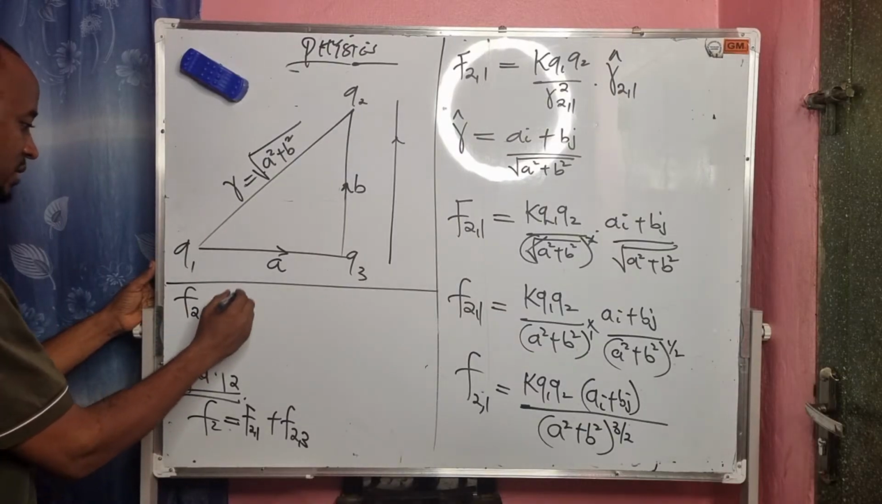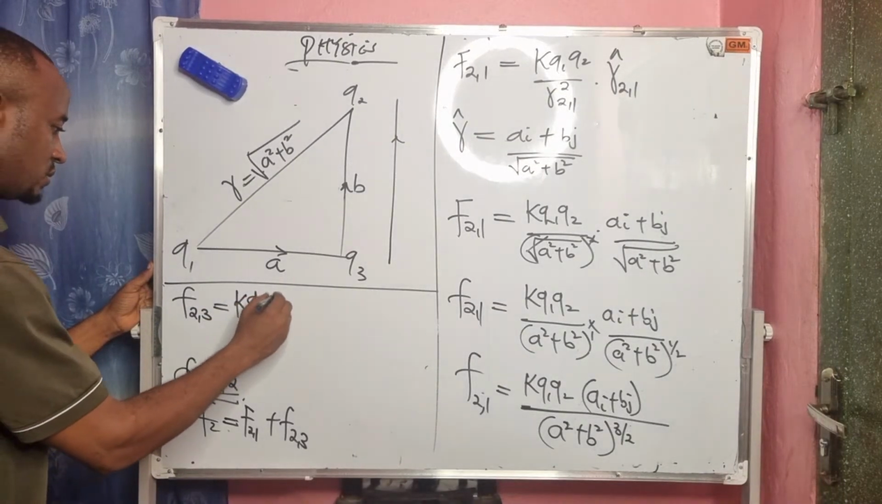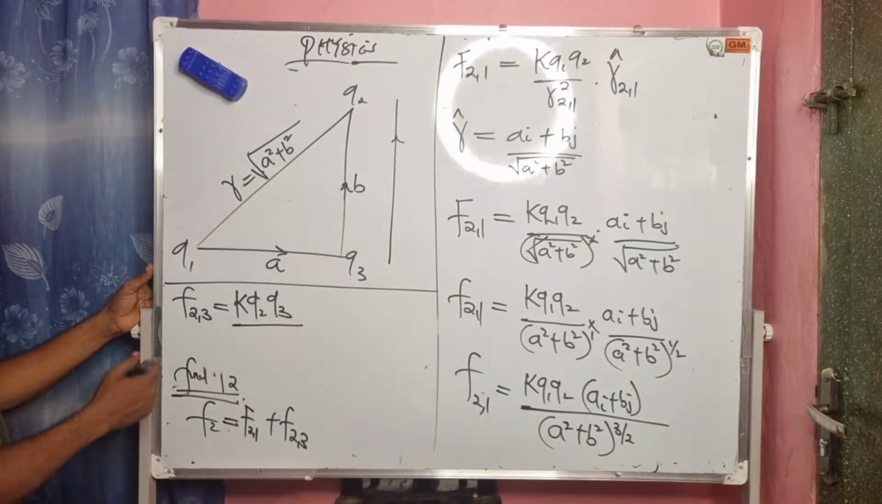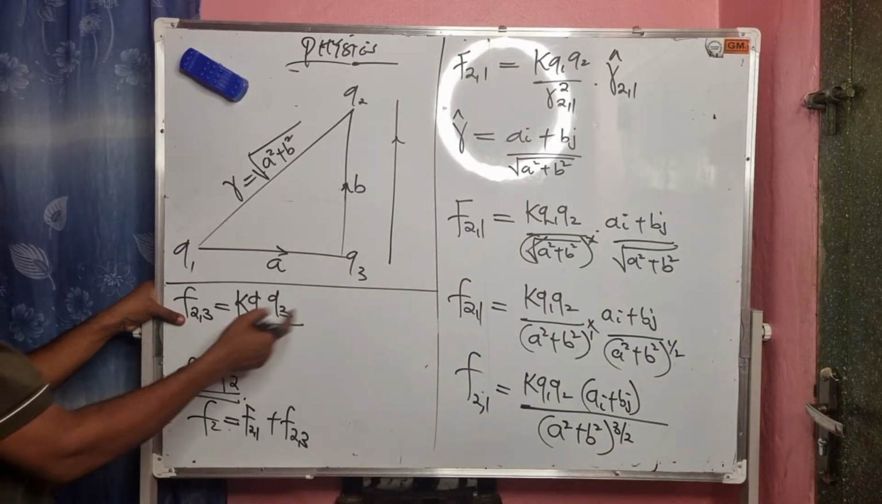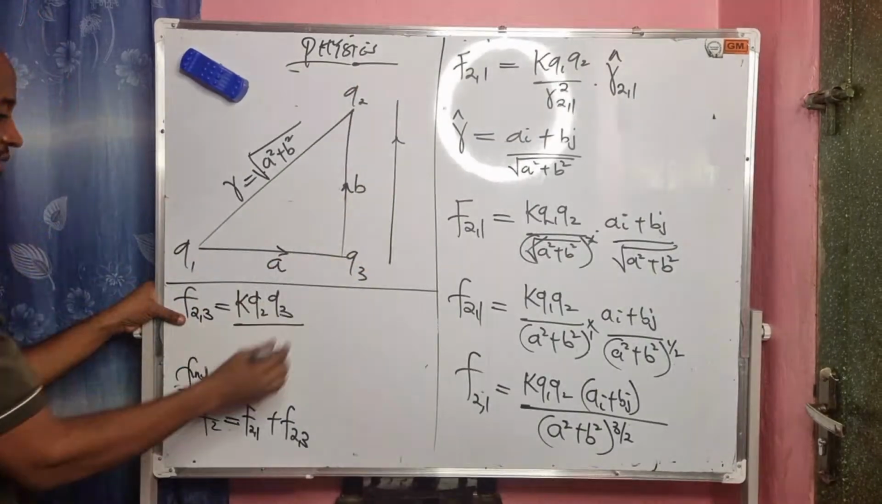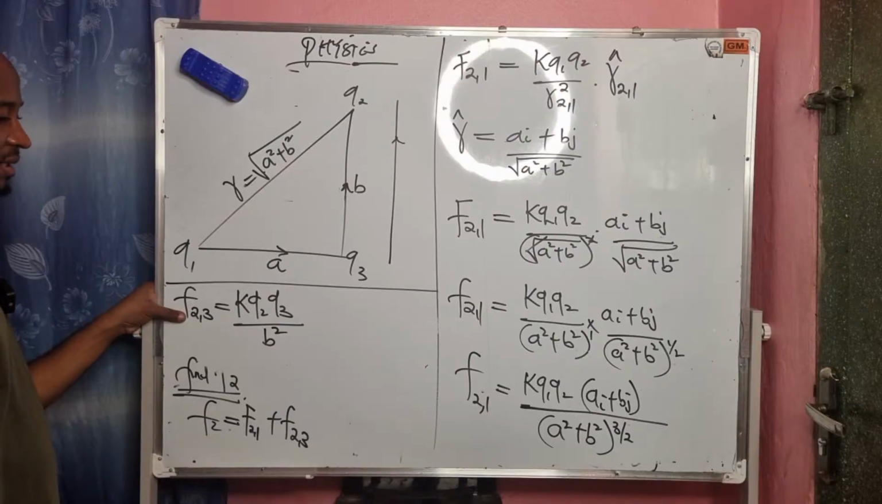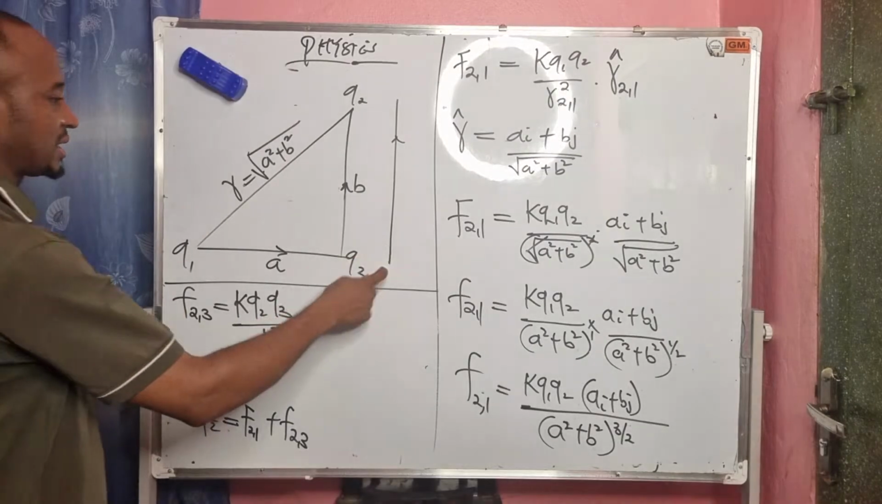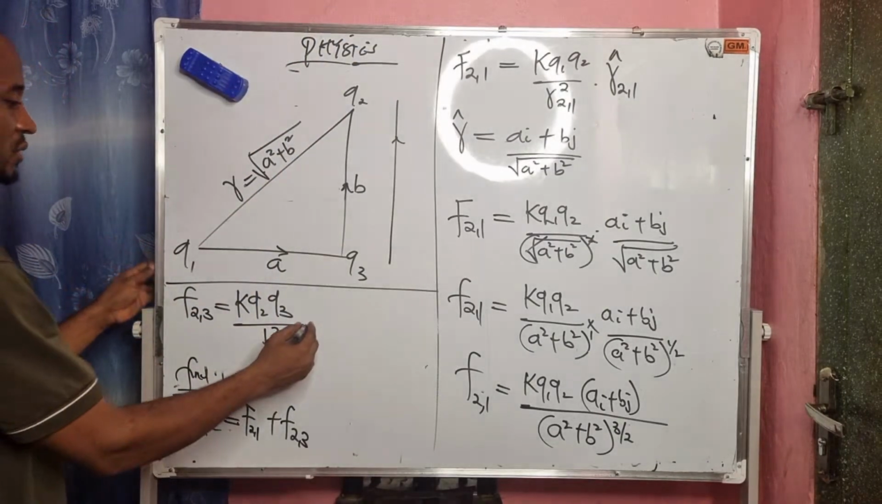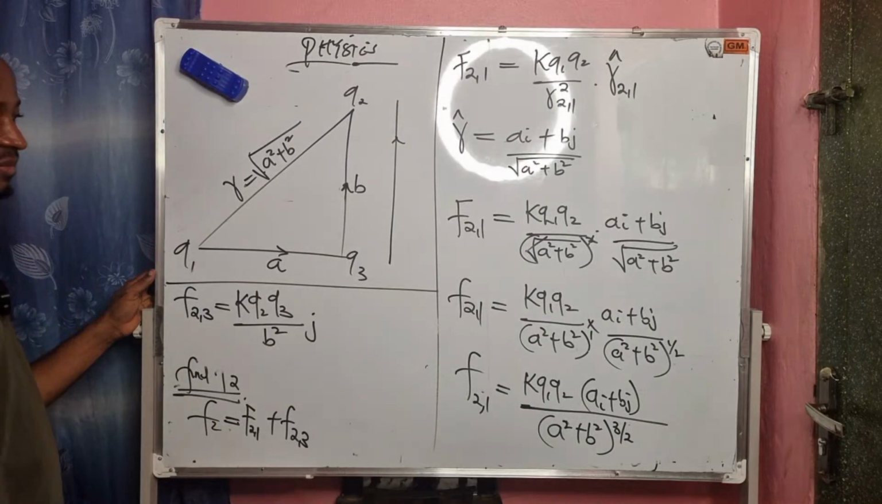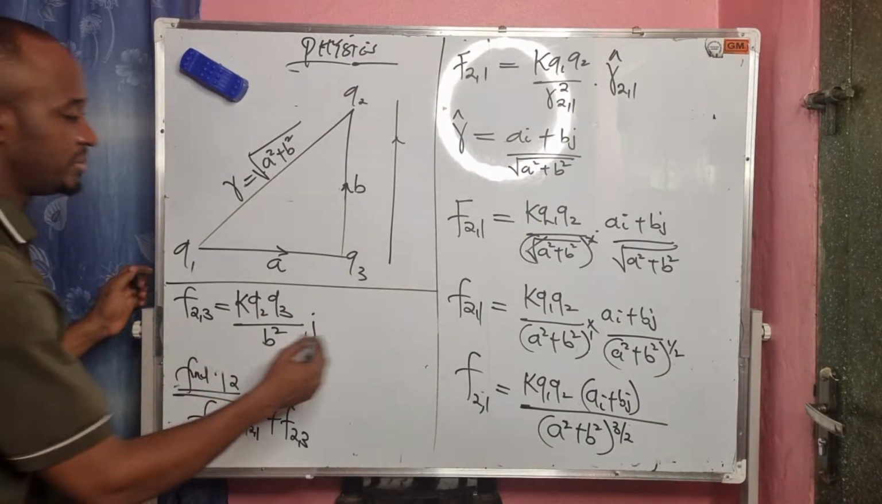F23 becomes what? KQ2Q3 divided by the distance between 2 and 3. The distance between 2 and 3 is B. So I will have just B squared. Is that clear? So the direction of action is from charge 3 to charge 2, which over here is J. Is that clear? Or I can still use the concept here.